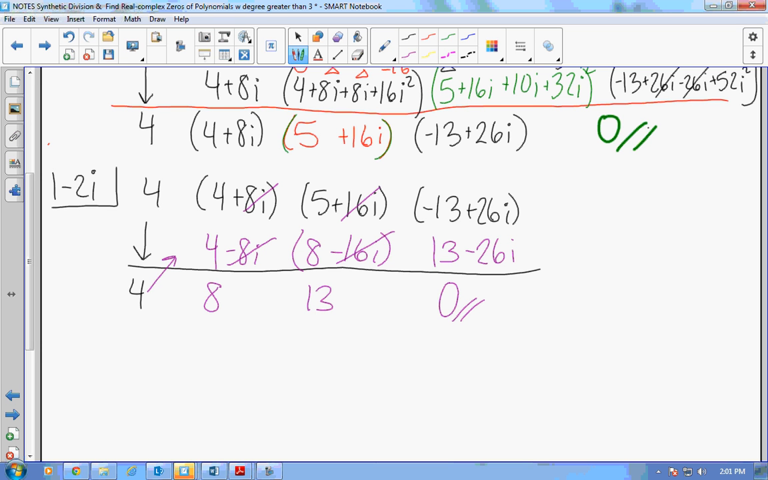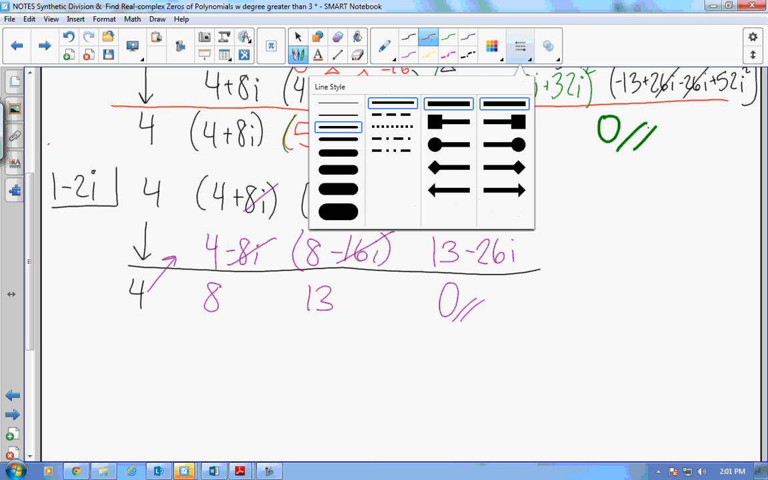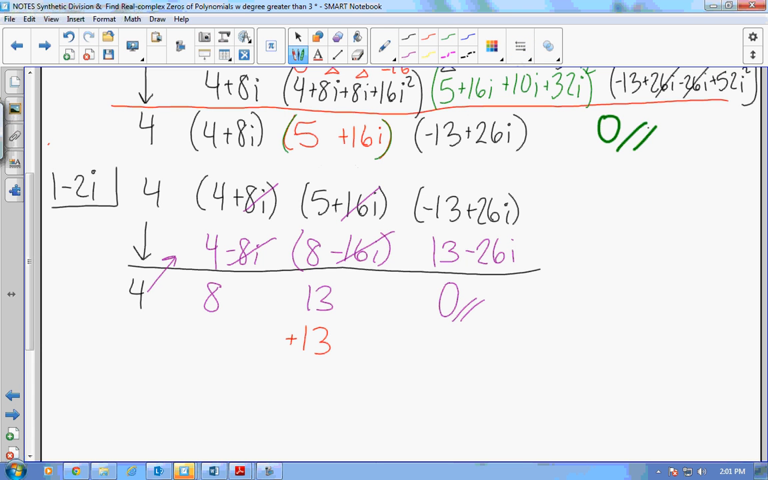Okay, so we get a 0, which is good because they told us it was a zero or a root. So if we don't get 0, we've done something wrong because we're supposed to get 0 if it's been told to us it's a 0. Okay, well let's look at these pretty numbers. This is 13 plus what?